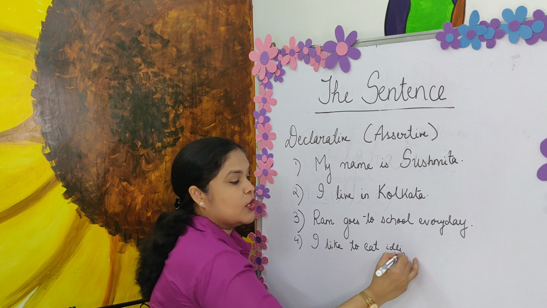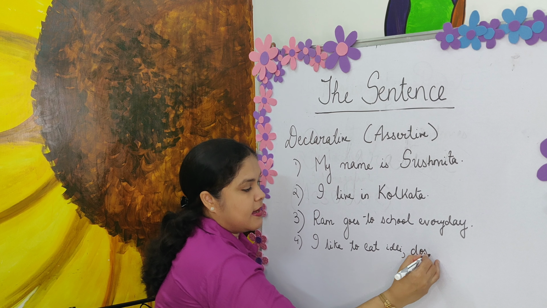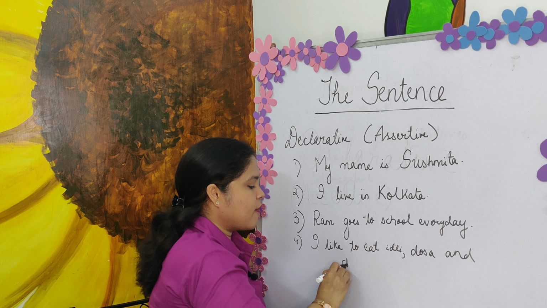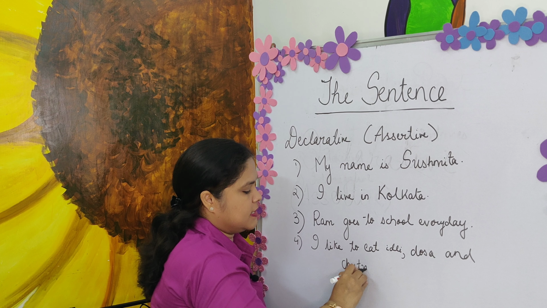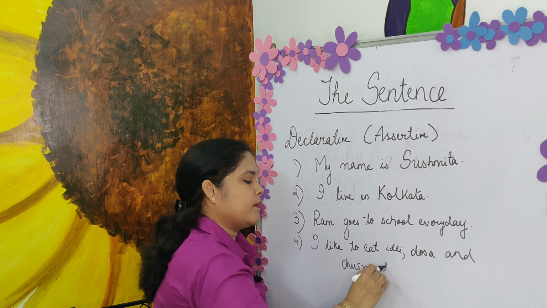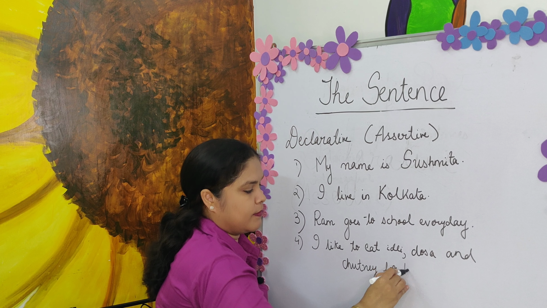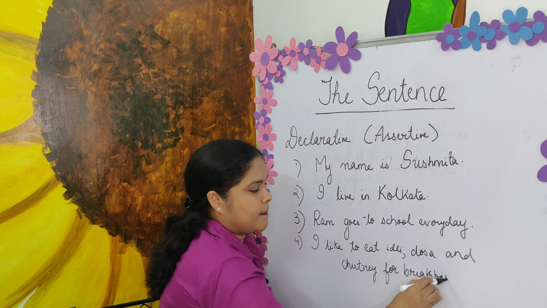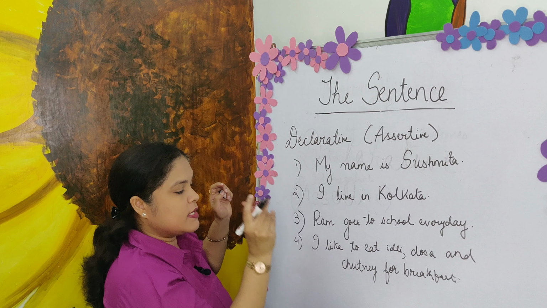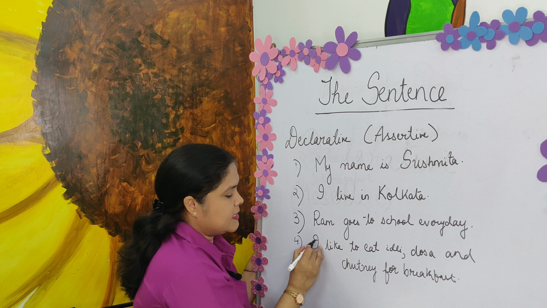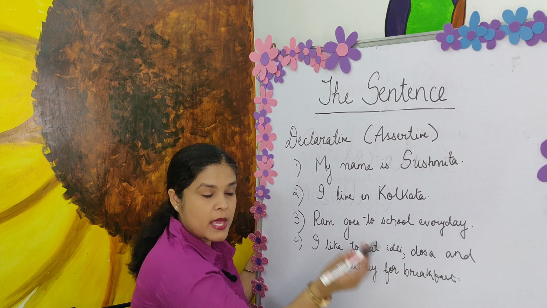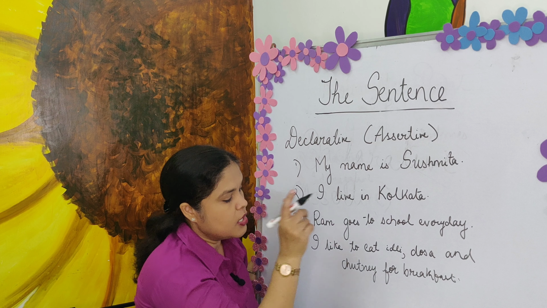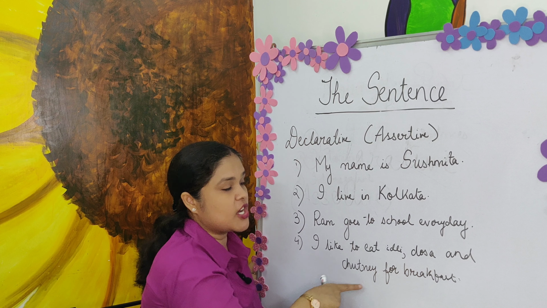Fourth one. I like to eat idli, dosa and chutney for breakfast. A very healthy breakfast, right? Okay, so what did I do? It started with a capital letter, it's ending with a full stop, and it is declaring, it is telling you about my preference for breakfast. Again, idli, dosa, chutney, right?